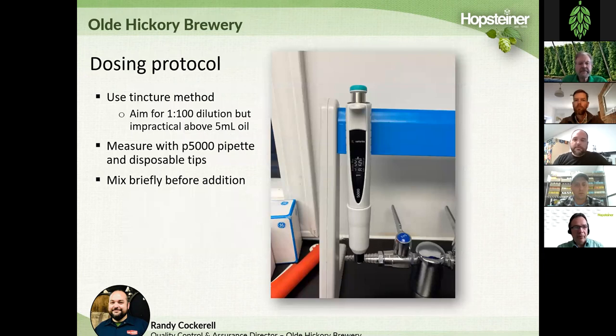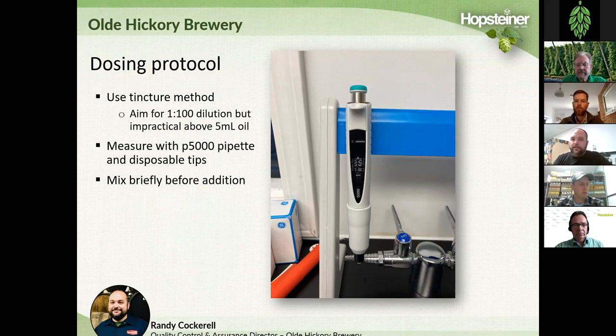When it comes to scaling up, since we had used that grams per hectoliter rate equivalency in our 1 liter trials, it was a simple matter of multiplication to figure out the amounts for our batches at scale. I used the density of the oil to convert mils to the grams that are needed, or the grams that are needed to mils of the oil solution. For a 20 barrel batch, which is a standard batch of IPA that we brew, I'm able to measure the hop oil of each. We usually add about 4 to 5 different hop oils per beer. Measuring those with a P5000, a 5 milliliter pipette with disposable micropipette tips, I found was very accurate.